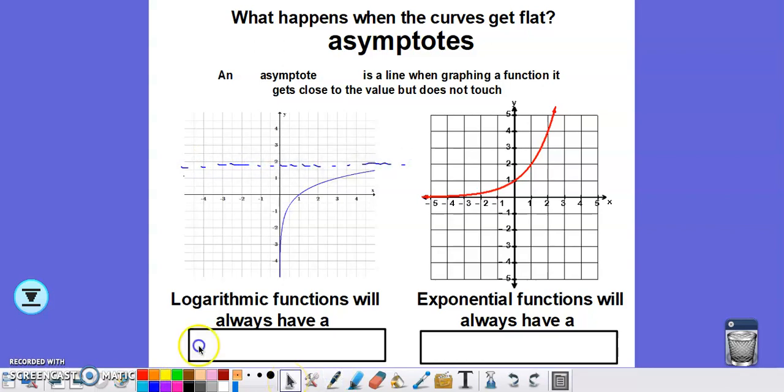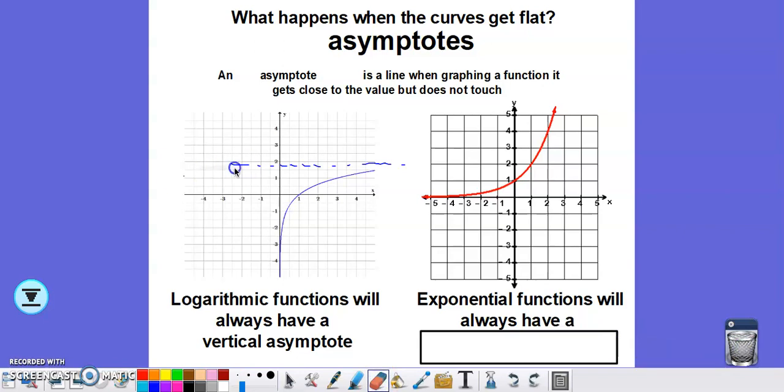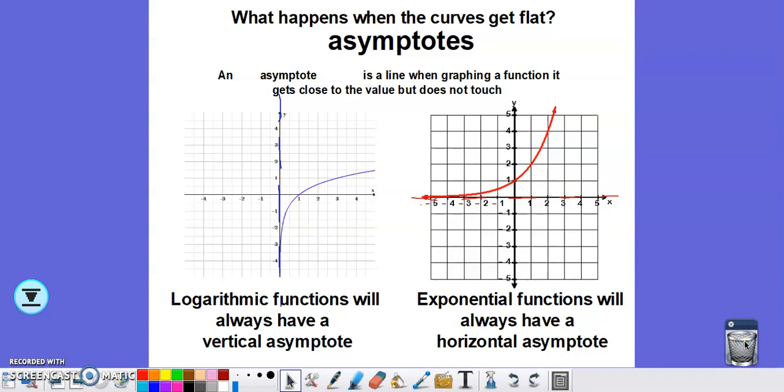Logarithmic functions always have a vertical asymptote like this. And exponential will always have a horizontal asymptote. It gets very close to that value, but it never actually touches that value.